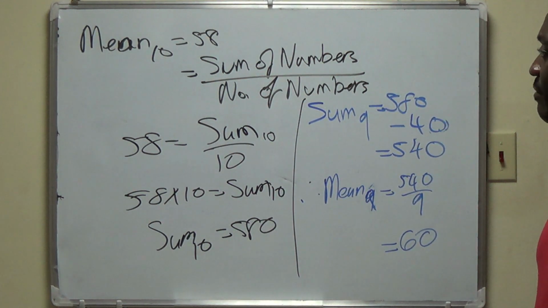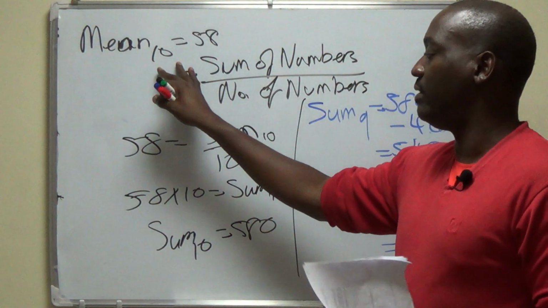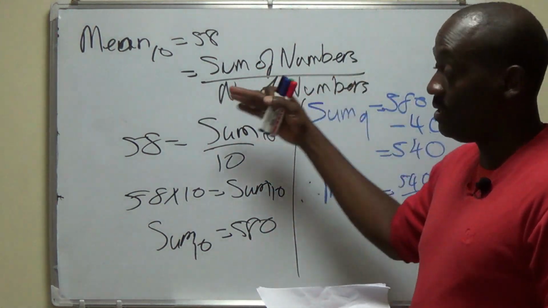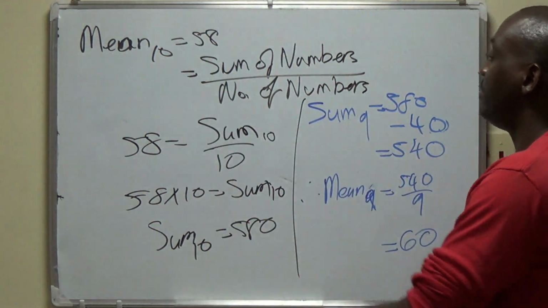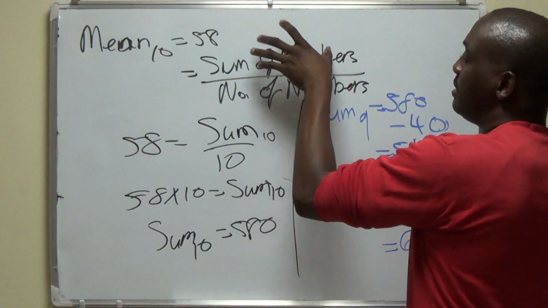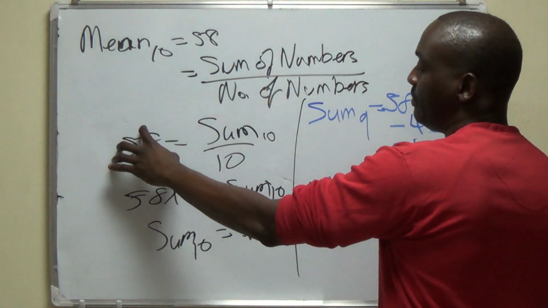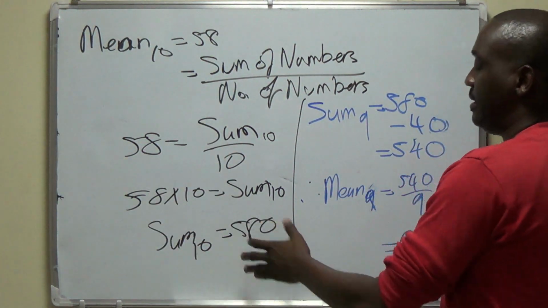Alright, so from the beginning straight through to the end, we use the basic formula for average or a mean, which is that the mean of any number of numbers will be equal to the sum of all the numbers divided by the number of numbers. In this case, we were dealing with 10 numbers, so we had the mean of 10 be equal to the sum of all 10 divided by 10, which is what we have here. That mean was 58. We cross multiply to get the sum, which was 580.